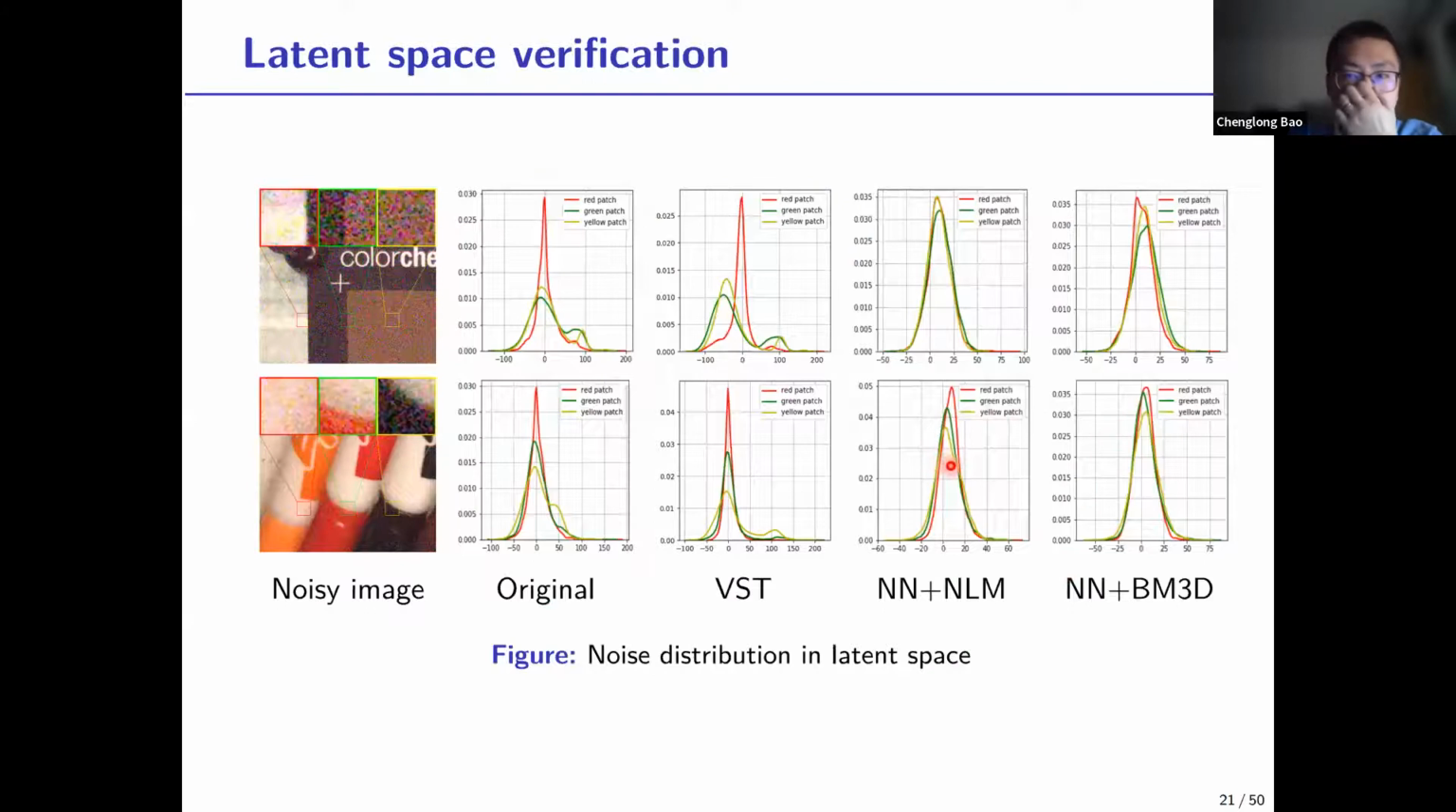Come back to our intuition. Let's take a look at the noise distribution of the latent image, because we want to assume that in latent space, the noise distribution satisfies a Gaussian. So the first column is the original noise distribution. The second and third columns are the distributions using the VST. And the last 2 columns are using our method. We see that this encoder network transforms the noise distribution to be closer to a Gaussian distribution, which validates the effectiveness of our method.